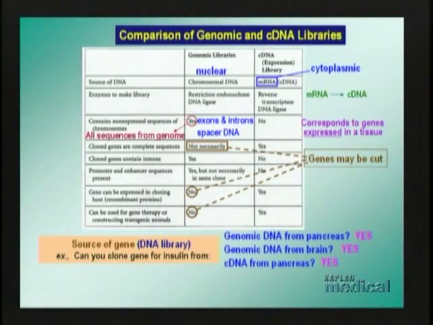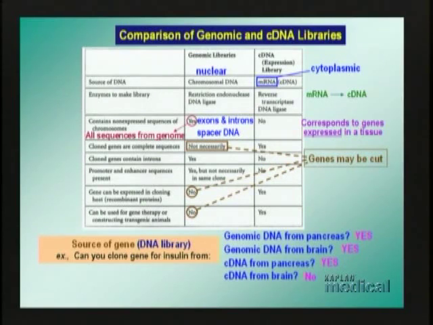Now lastly, if you wanted to clone the insulin gene, could you use cDNA from the brain? And the answer is no. The brain makes many proteins, and therefore the brain has many messenger RNAs, but not one of those messenger RNAs will be the messenger RNA for insulin. And the reason for that is the insulin gene is present, but it's in heterochromatin and it's not being expressed into messenger RNA. So the answer here is no.